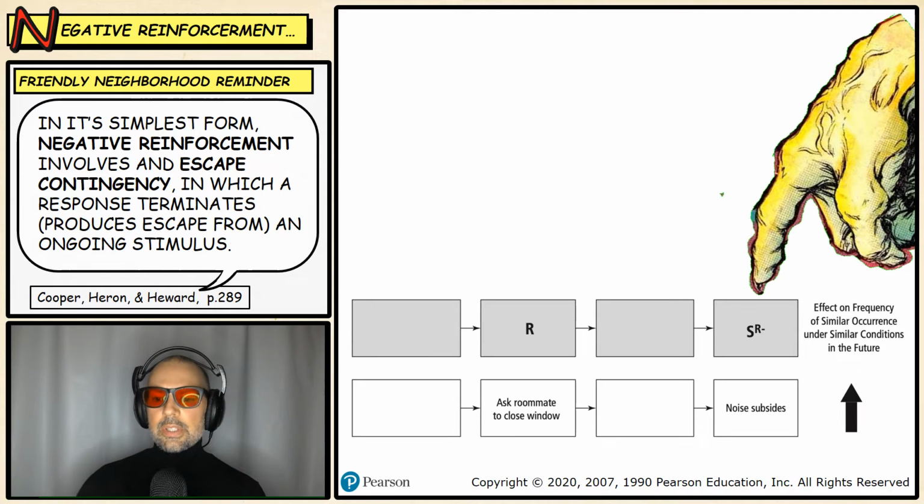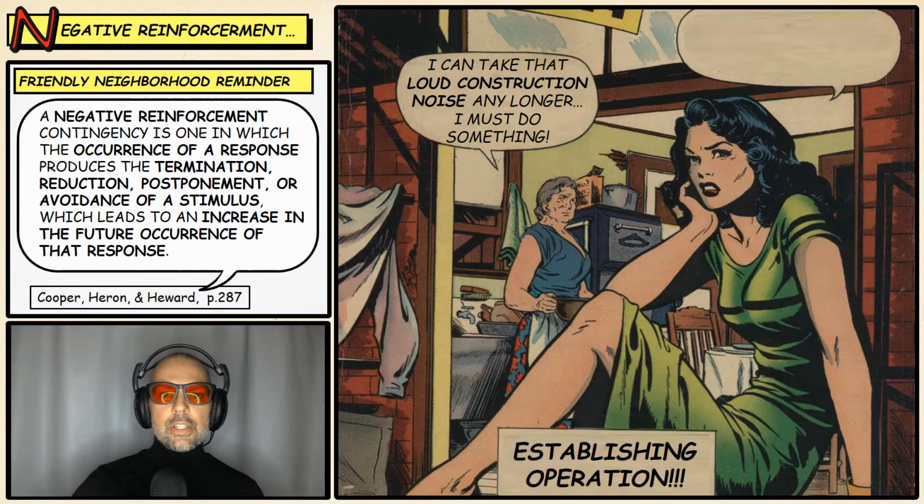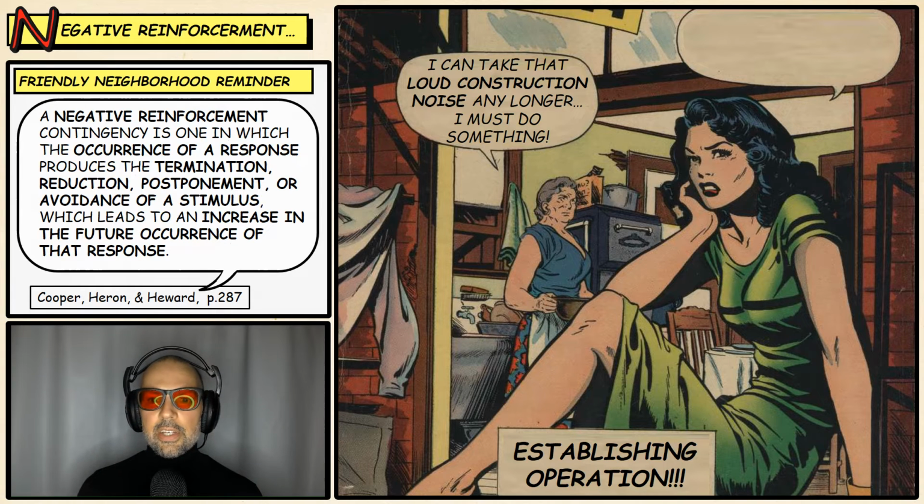So let's put some real world examples to that. For that, we're going to go back to our construction example. So in an escape contingency, what we would have, and again, we did this last time, so we'll do it one more time because repetition is good for the soul. So once again, your establishing operation is loud noise from the construction outside.